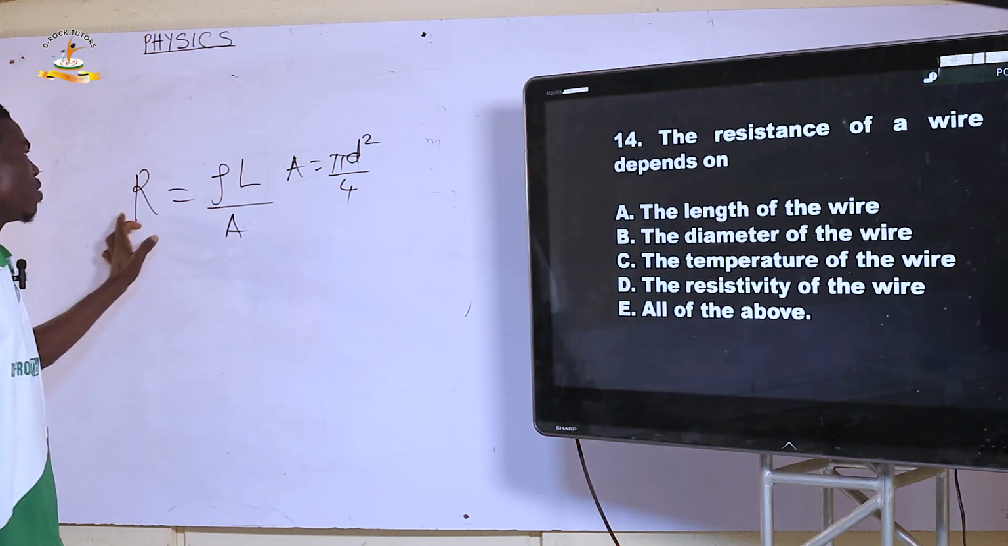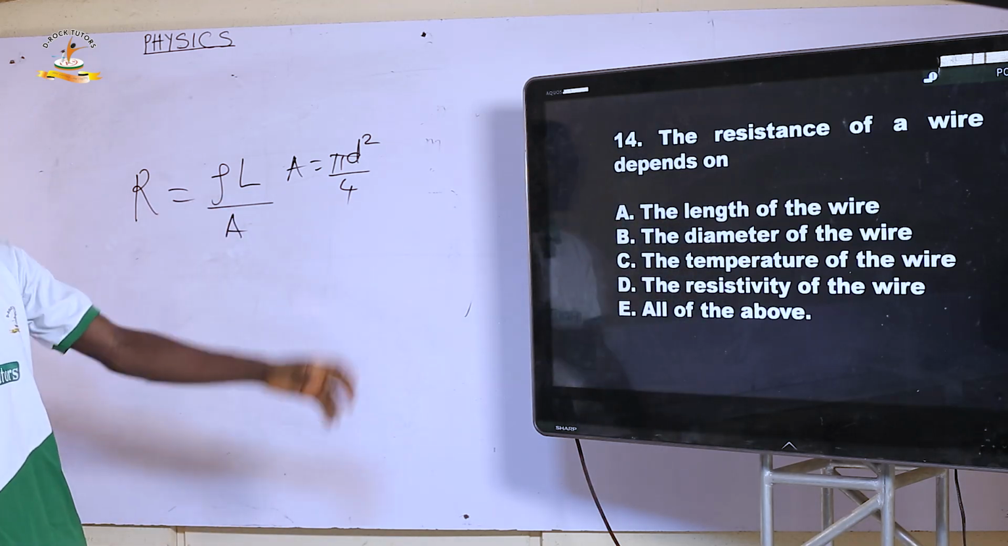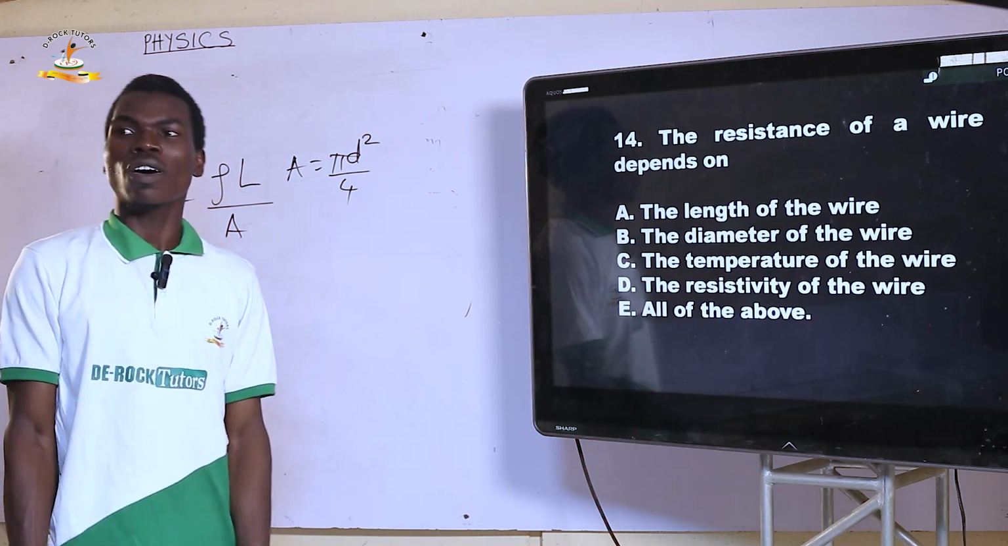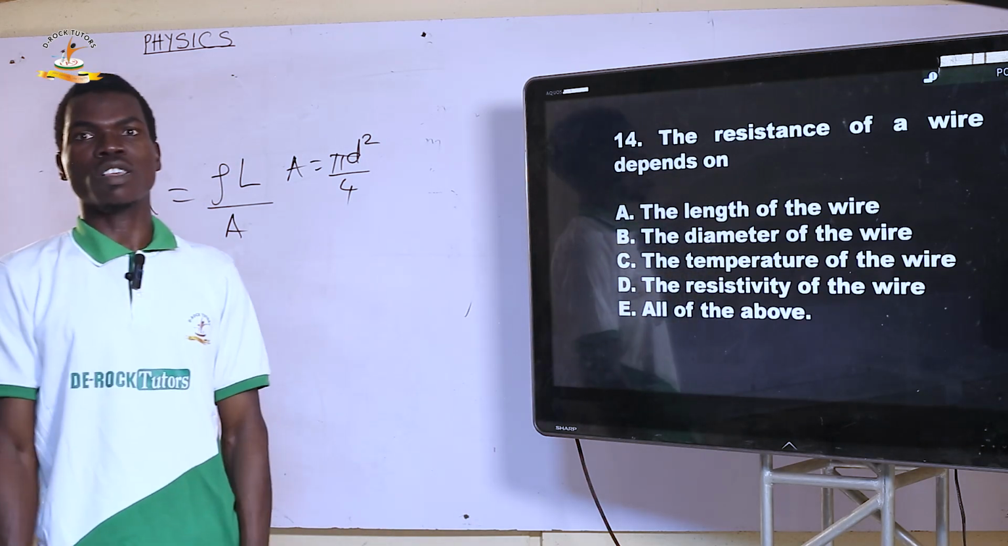You can see from this formula, resistance is directly proportional to resistivity. So it's also an option. So the best option is all of the above. E is the right option. Next.